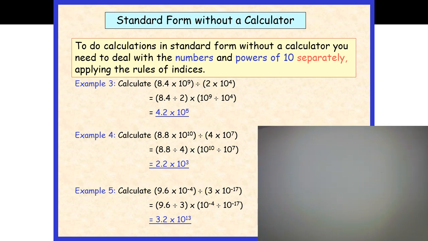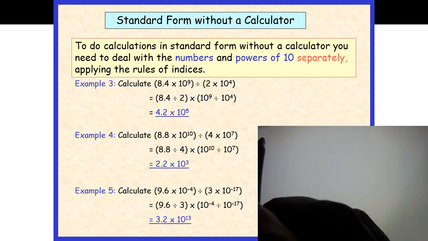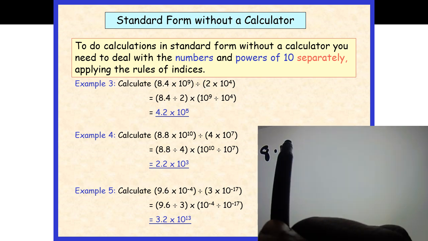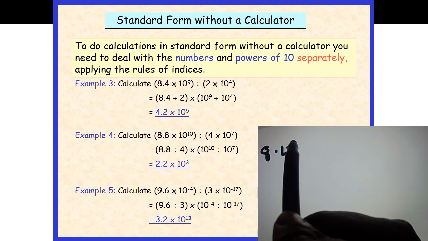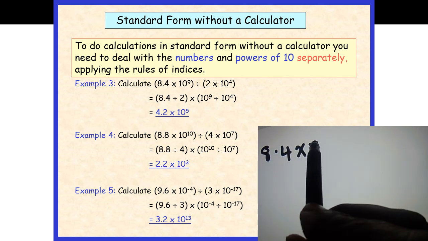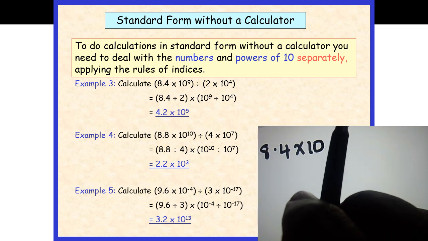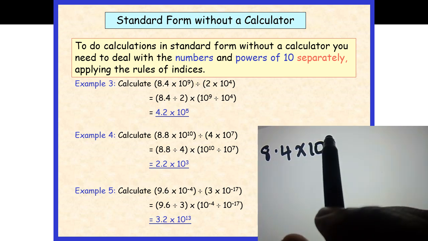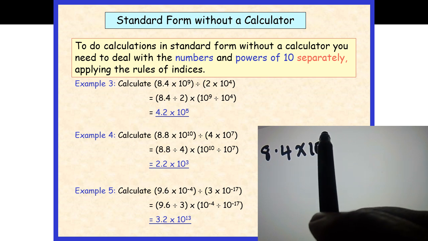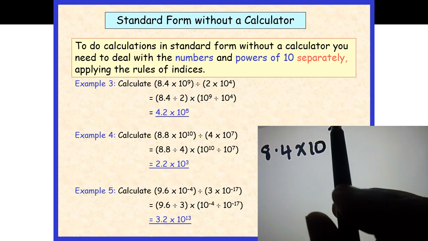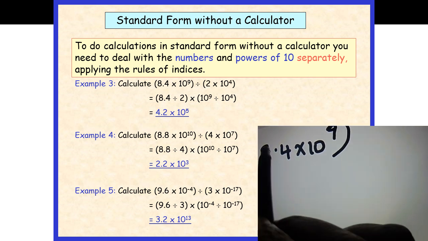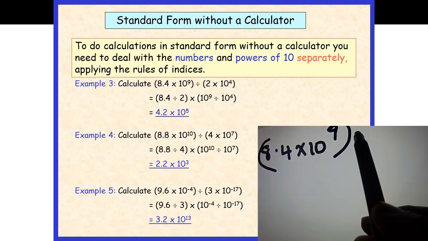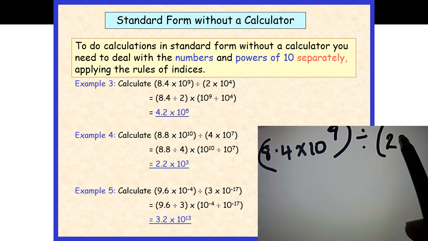So we got here 8.4 times 10 to the power of 9 in one bracket, divided by 2 times 10 to the power of 4.